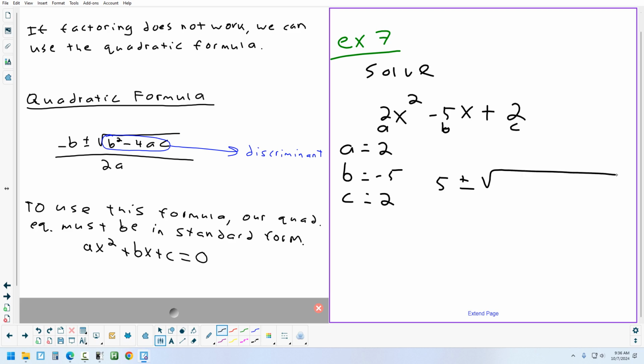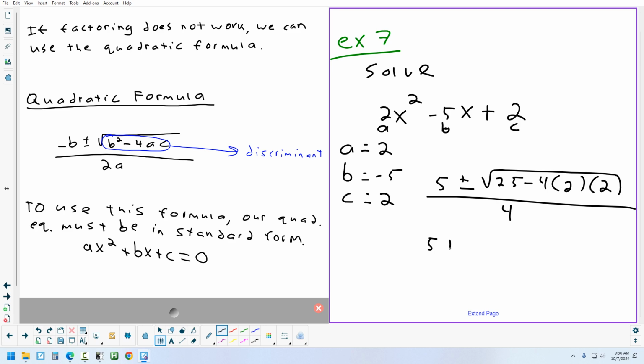Plus or minus, and what's going to go under the square root? -5 squared. Yep, what's -5 squared? 25. So 25 minus 4 times 2 times 2. Yeah, it would not have worked out the way I wanted if I left the number that I had before. This is okay. All right, and we're going to divide all of that by 4.